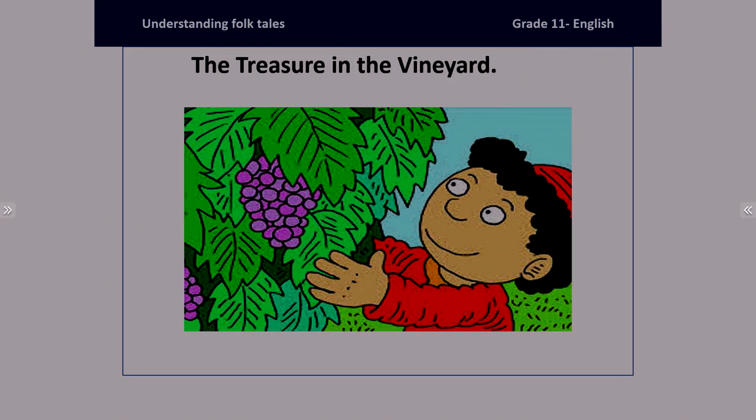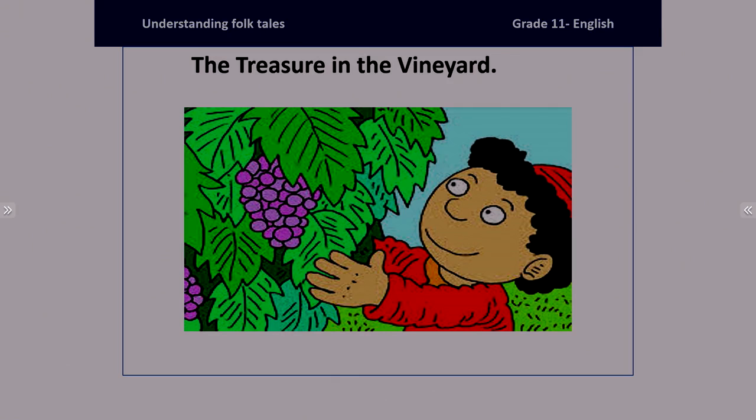Children, do you know what a treasure means? A treasure is something very, very valuable. It's like a lot of money, gems, or even jewelry. Okay, what is a vineyard? Can you guess the meaning of the word vineyard by looking at this picture?